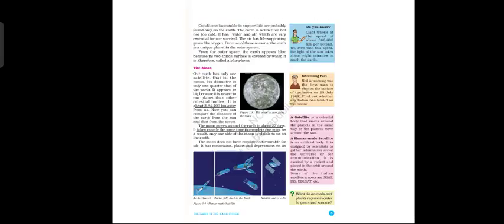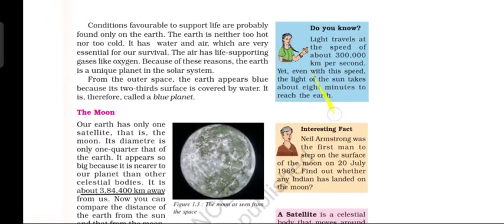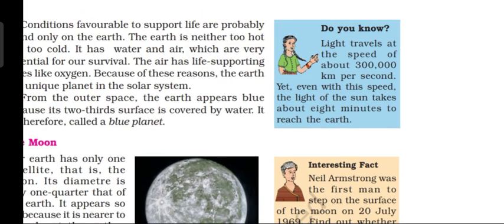Now, children, let us quickly read all these boxes which are given over here. Do you know light travels at the speed of about 3 lakh kilometer per second? Yet, even with this speed, the light of the sun takes about 8 minutes to reach the earth. So, what is the speed of light? The speed of light is 3 lakh kilometer per second. And how much time does it take for the light of the sun to reach the earth? It takes about 8 minutes.